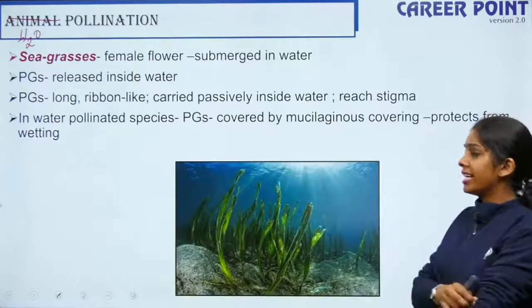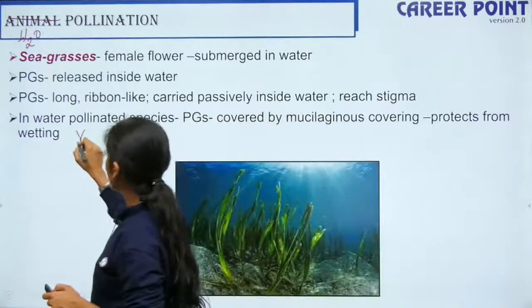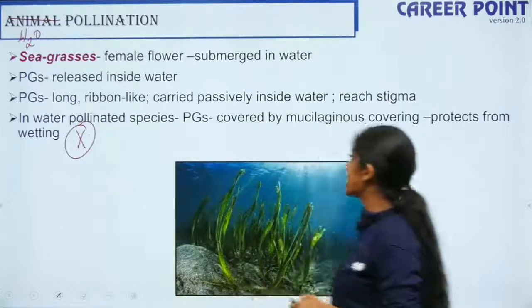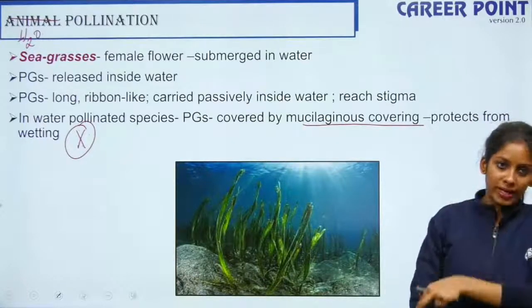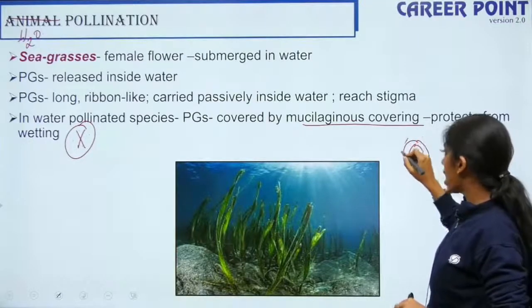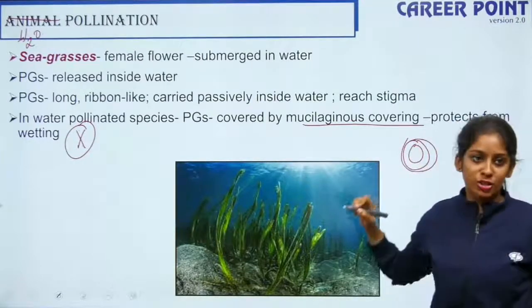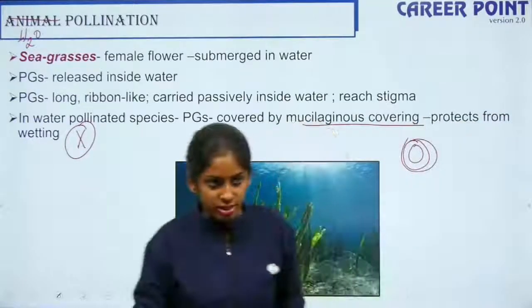In the water pollinated species, this is a very important point. In water pollinated plants, the pollen grains are covered by a mucilaginous covering that protects them from wetting. Of course, your pollen grain has the outer sporopollenin, and surrounding that you have a thin mucilaginous covering so that they do not get wet, because this is water, right? So that is the reason.